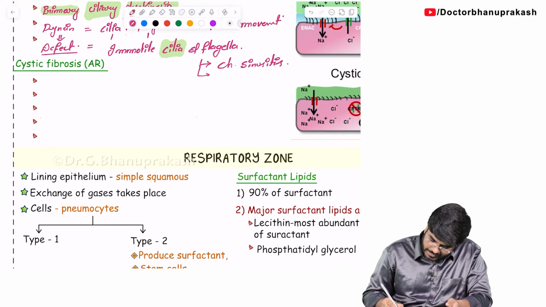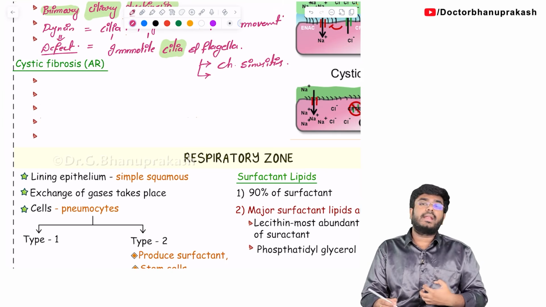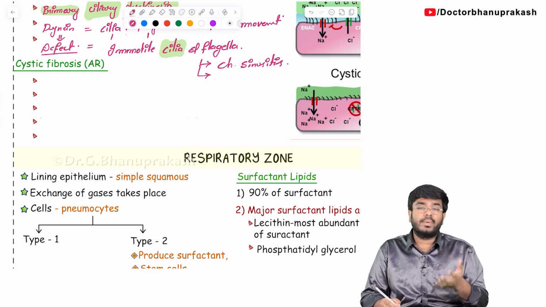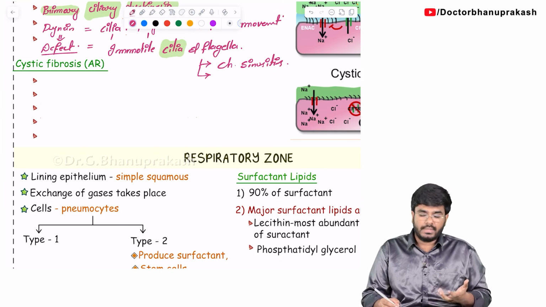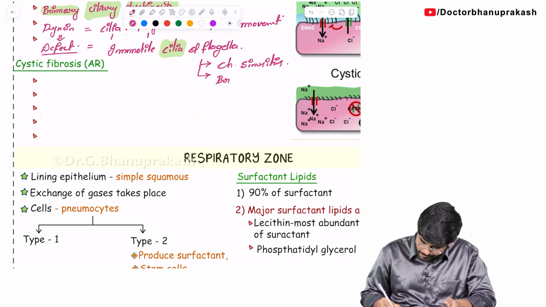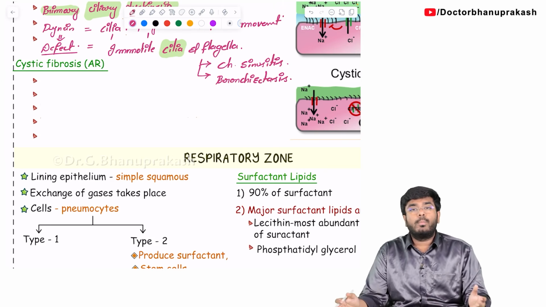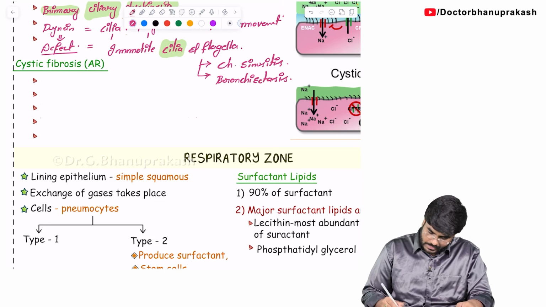Because of the infection of the respiratory tract, the mucus will also accumulate in the respiratory tract, leading to infection followed by inflammation, leading to the destruction of the bronchi. So, that is bronchiectasis. There is going to be severe, massive bronchiectasis.